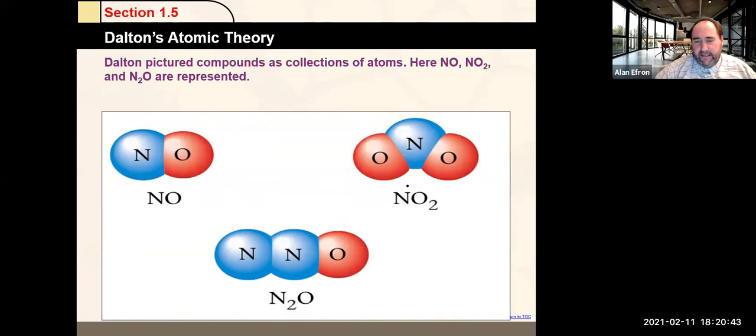All right, so again, this is a picture of what Dalton thought about in terms of how atoms come together. And this is an example where, as you can see, they really are all just a combination of two elements, nitrogen and oxygen. But depending on the combination, like how it comes together, maybe who's in the center, who's in the outside atoms, you may get some different properties that occur.